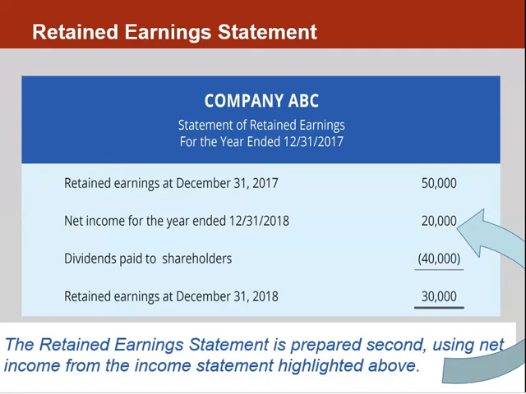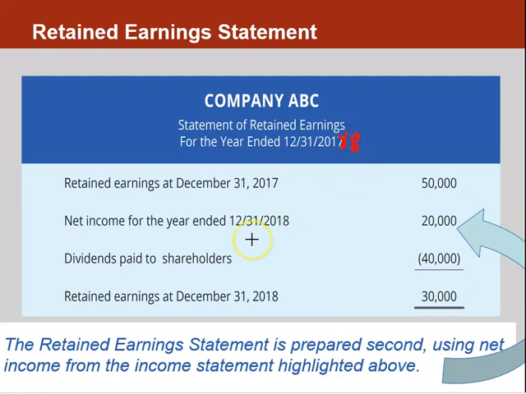Here we have a retained earnings statement, and it says here at the bottom that the retained earnings statement is prepared second using net income from the income statement highlighted above. So again, now this is a different company, and what's going on here? I just noticed something. Darn it. We have a problem here. This 7 is wrong.